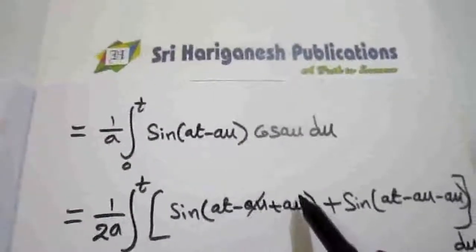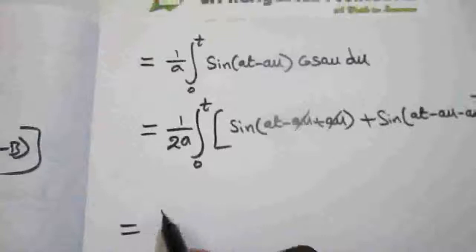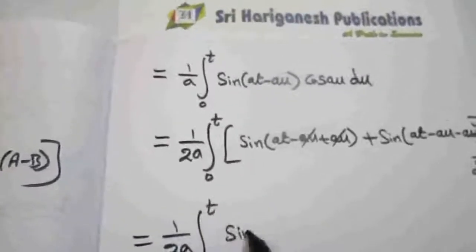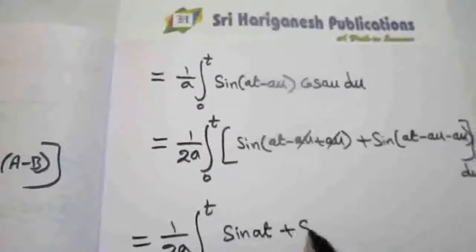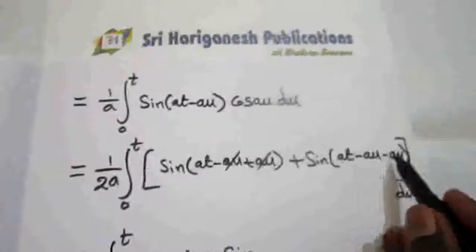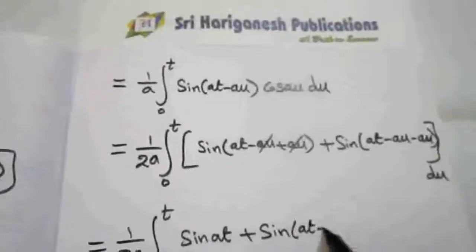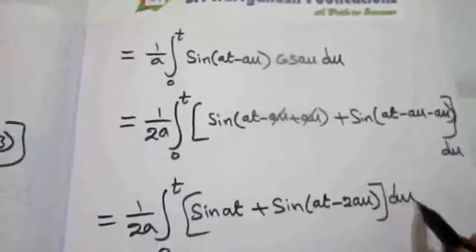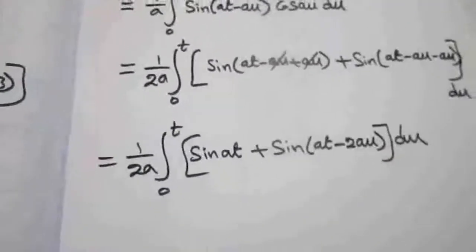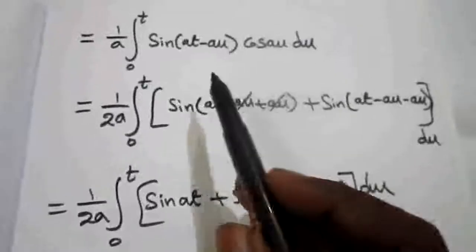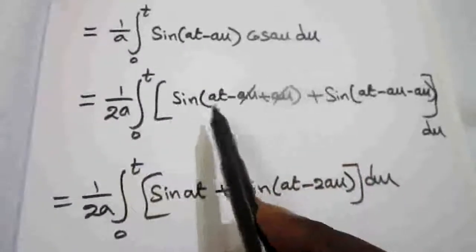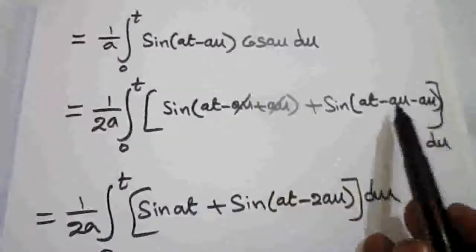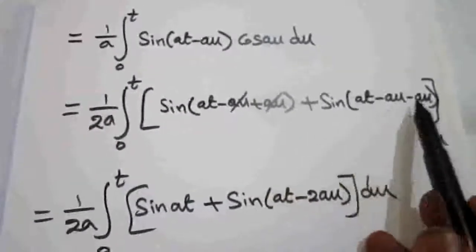But you see, the minus au and plus au cancel. So this is 1 by 2a integral from 0 to t of sin at plus sin(at minus 2au) du. So now this is the simplified form: sin A cos B is 1 by 2 times sin(A plus B) plus sin(A minus B), where A plus B is at and A minus B is at minus 2au.